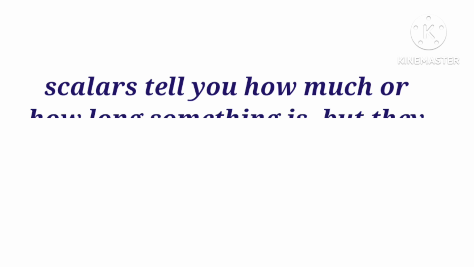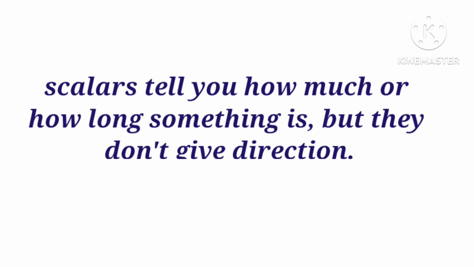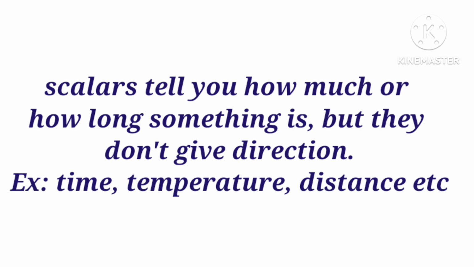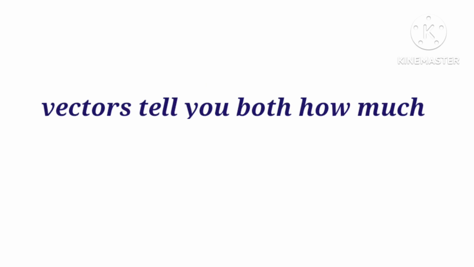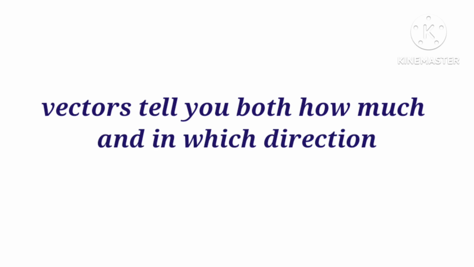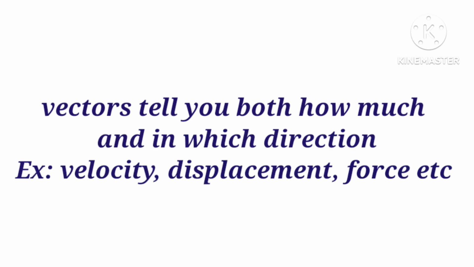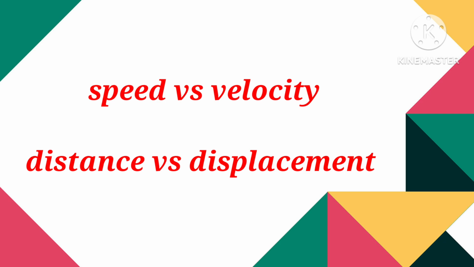So, scalars tell you how much or how long something is, but they don't give you direction. Examples for scalars are time, temperature, distance, etc. Vectors tell you both how much and in which direction. Examples for vectors are velocity, displacement, force, etc. So, next time you hear speed versus velocity or distance versus displacement, you will know that one is a scalar and the other is a vector.